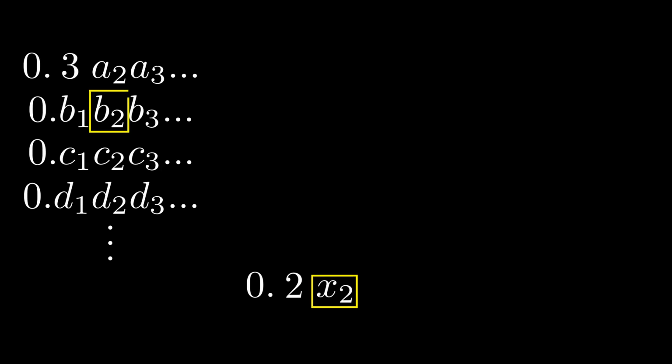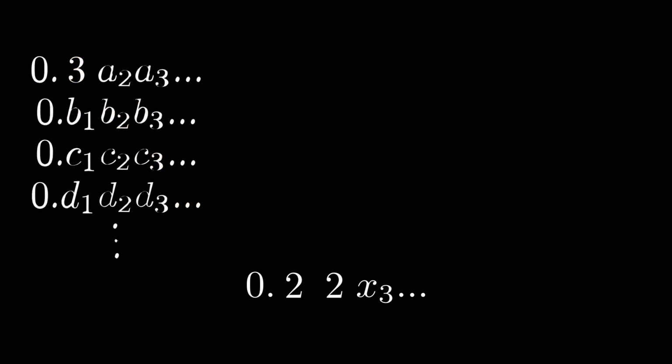We'll then look at the second digit in the second decimal, and that's how we'll build our second digit. By continuing this pattern into infinity, we can create a real number that could not have been in the sequence. This is called Cantor's diagonal argument, and it proves that infinity has different cardinalities. The cardinality of the natural numbers is less than the cardinality of the real numbers.